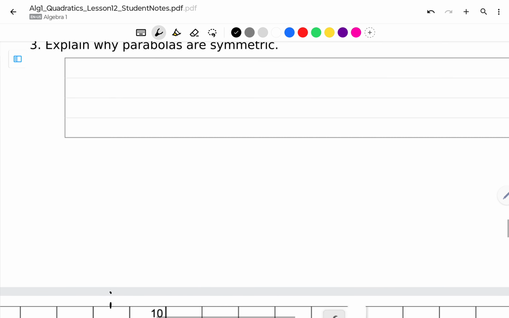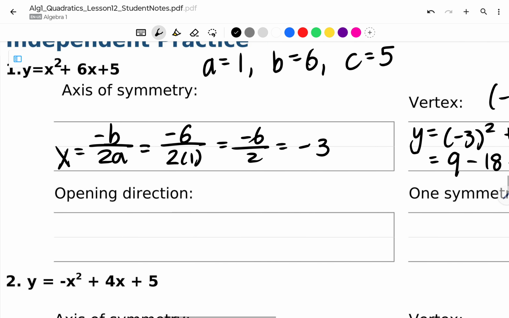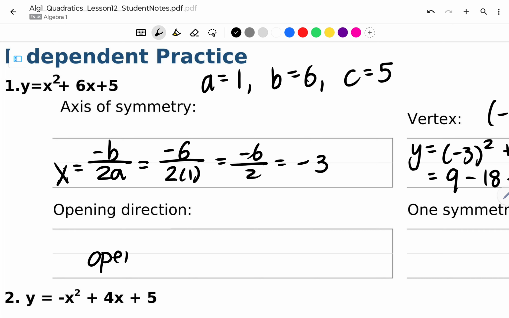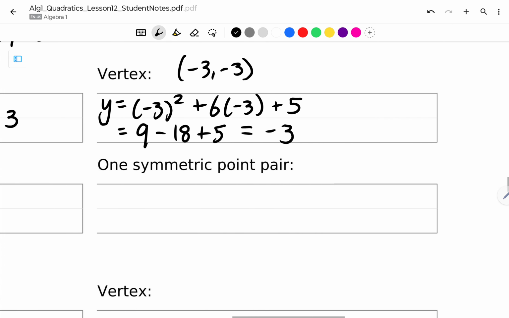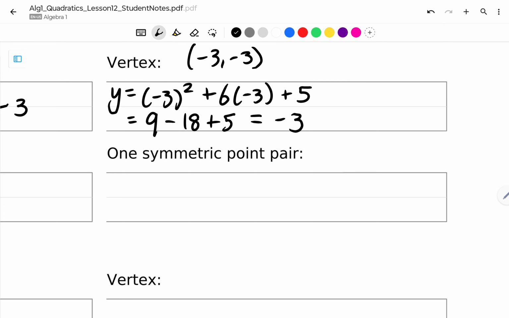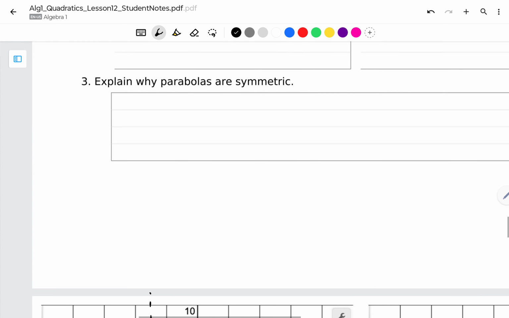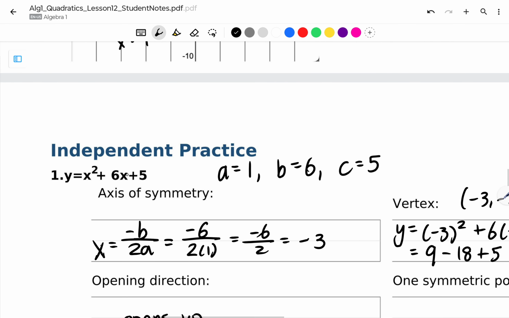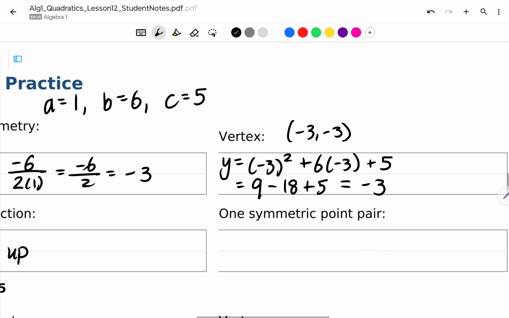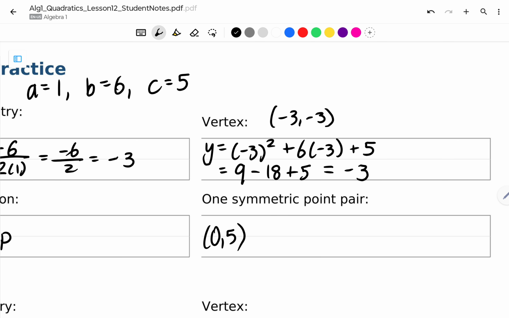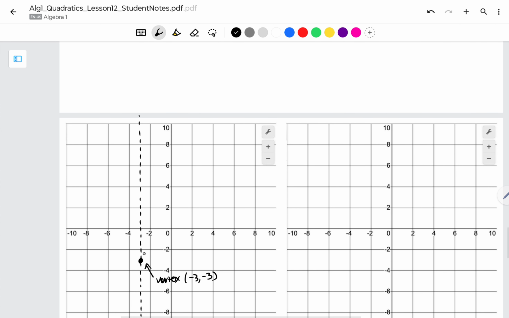Okay, let's keep going. Opening direction is positive, so it opens up. What are some symmetric points? Here, this is kind of a combination of finding the y-intercept and the other symmetric points. Does it look like it's going to cross the y-axis at all? Yeah, it kind of does, right? When we look at our equation, our y-intercept is going to be 5. So at 0, our y-intercept is 5. So let's add that, 0 and 5. And then it's a symmetrical balance, so you have to make sure you do it on the other side.